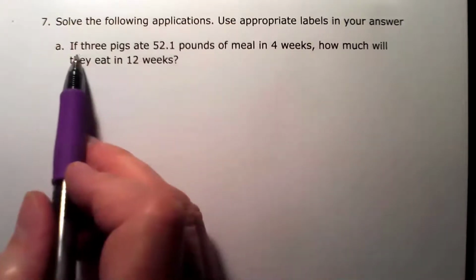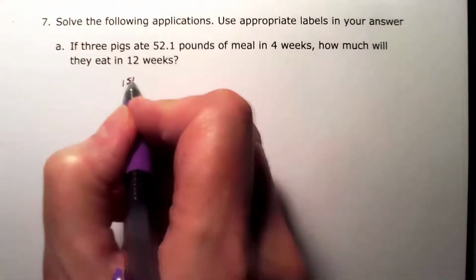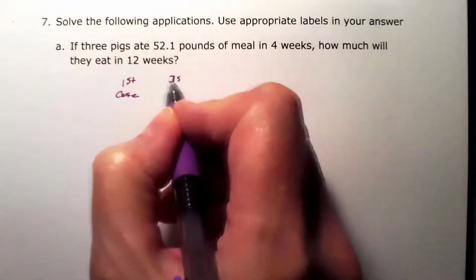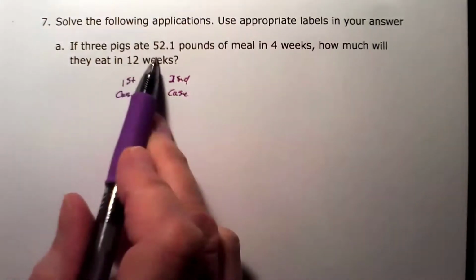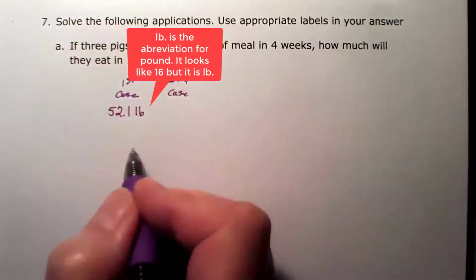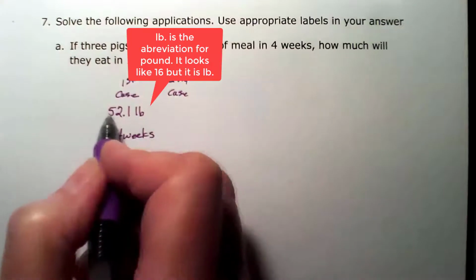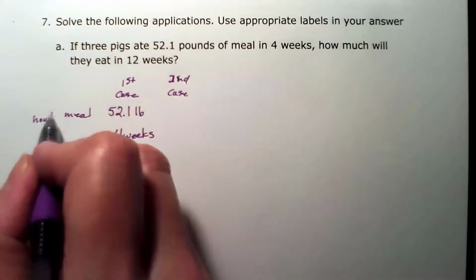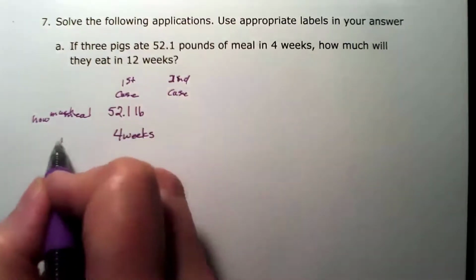When I look at this, first I want to find the ratio of the first case, and then I want the ratio or rate of the second case. The ratio in the first one is 52.1 pounds of meal in 4 weeks. So this is the meal, or how much meal, and how long it took to eat them, so the time, I guess.